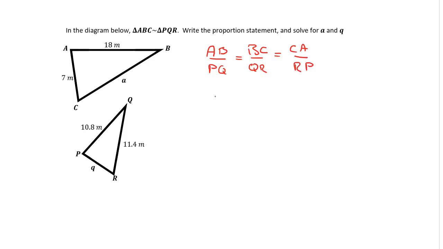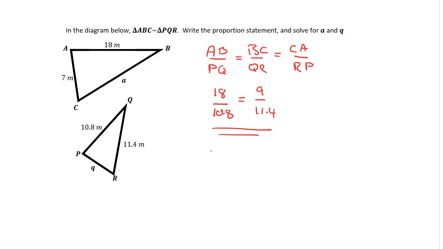So let's put in what we know. We know that side AB is 18 meters and side PQ is 10.8. This is the relationship that we're going to use to solve both side A and side Q, since we know the length of both side AB and side PQ. For BC, we're told that that's A, and QR is equal to 11.4. So we're going to use this relationship right here, cross-multiplying, to solve for A. Let's go ahead and do that before we continue on with side CA and RP.